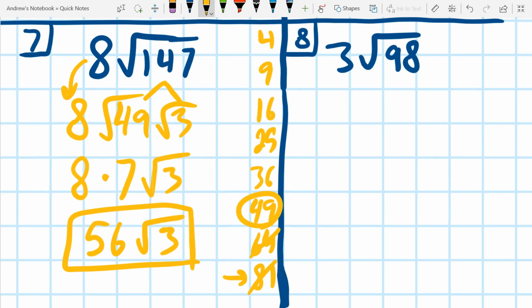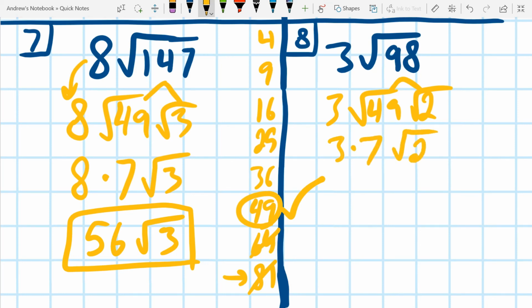And that's done. When we look at this next one, I can look for 81, 64, but again, 49 works. 49 works again. So I have 49 times 2 this time. And I have my 3 on the outside. And I end up with 3 times 7 times square root of 2. So that's 21 square root 2.